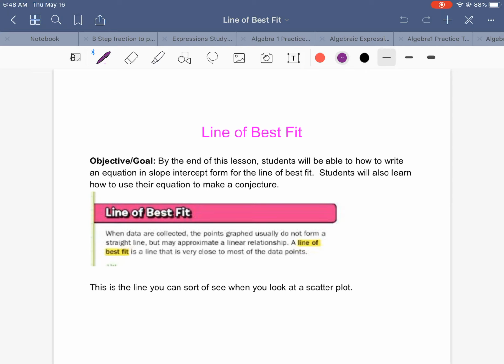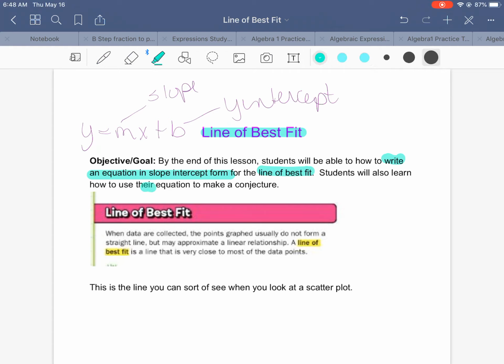We're going to be learning about the line of best fit in a scatter plot. At the end of the lesson, you will be able to write an equation in slope-intercept form for the line of best fit. Hopefully you remember slope-intercept form, always y equals mx plus b. M is your slope. B is your y-intercept. And then you will also learn how to use your equation to make predictions or conjectures.